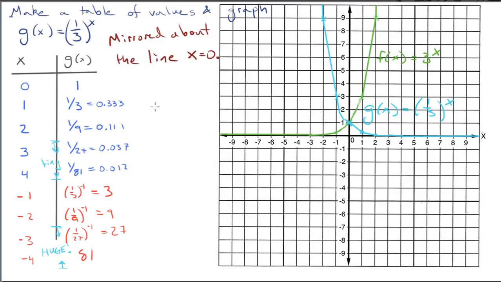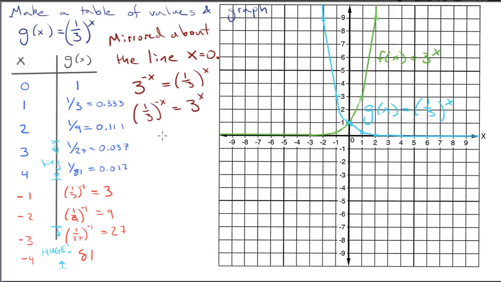And that's an important thing to know with exponential functions like this. If I take 3 to the negative x, I get 1/3 to the x. If I take 1/3 to the negative x, I get 3 to the x. They have that mirrored relationship.